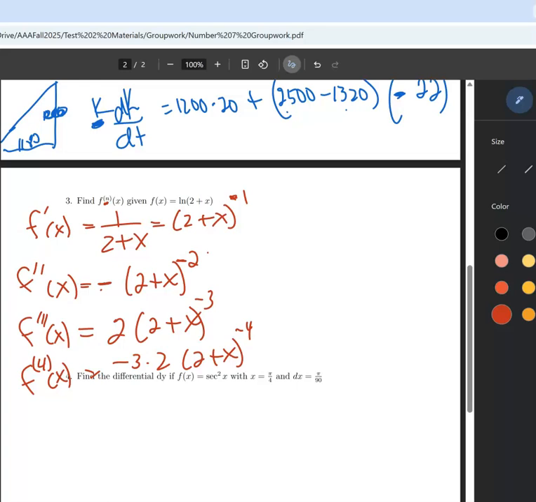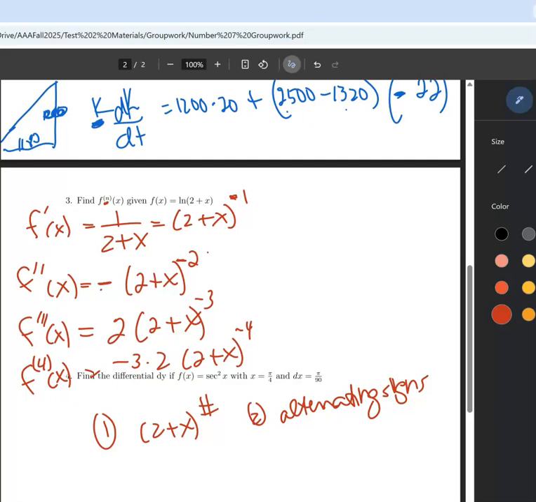Okay. So we have, I think, 4 different things going on here. One is that we've got 2 plus x to a power. Another is that we've got alternating signs, right? Because it's going negative, positive, or positive, negative. And the third thing is I've got numbers growing, some numbers growing in the front, like here. So let's tackle one at a time.